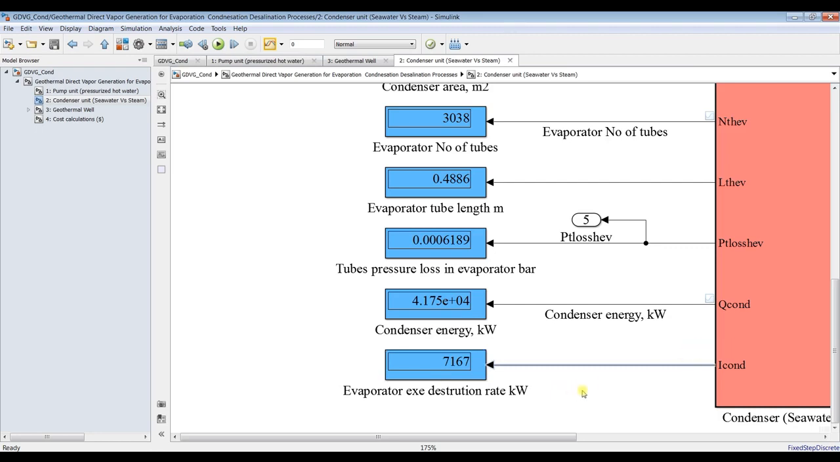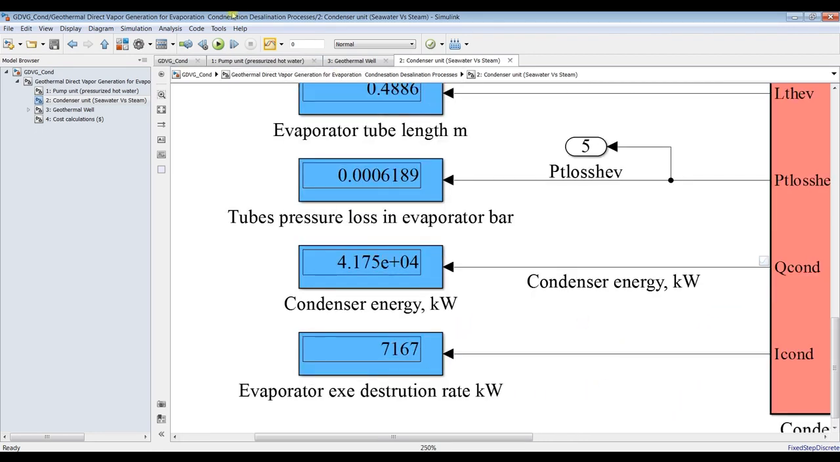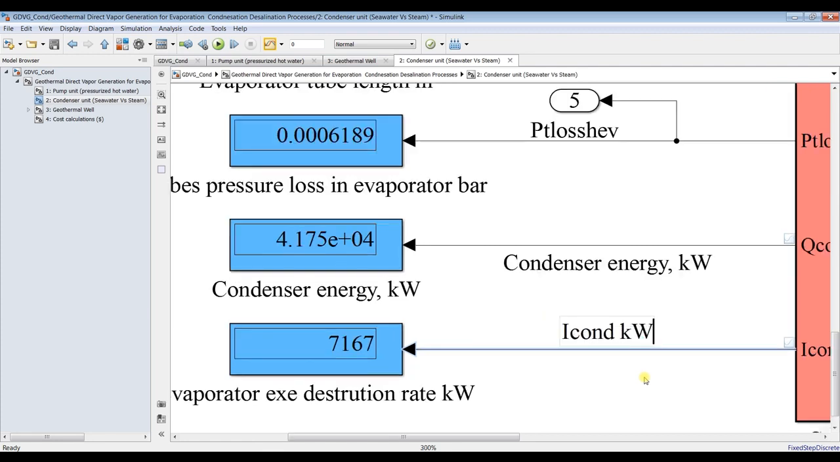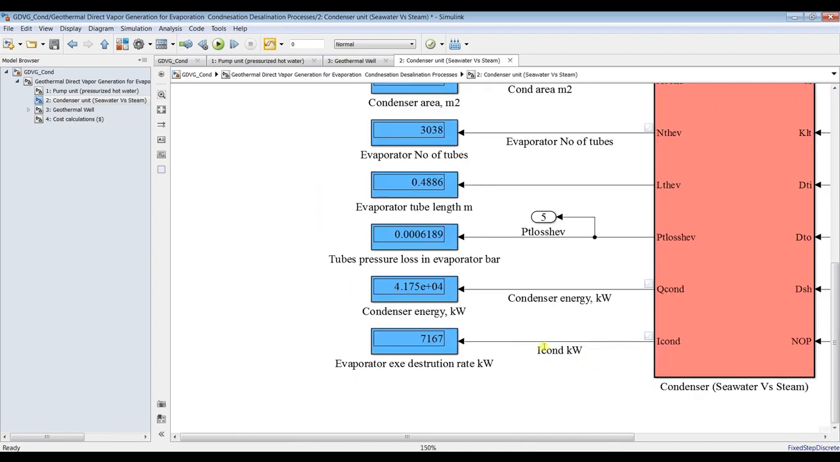In order to discover your result in signal processing or signal inspector, this button, in case you are going to run your model under dynamic modeling, you have to go over here and check this box and double click, and we can write here I condenser in kilowatt or exergy destruction rate in kilowatt. So we will find this value in our signal inspector.